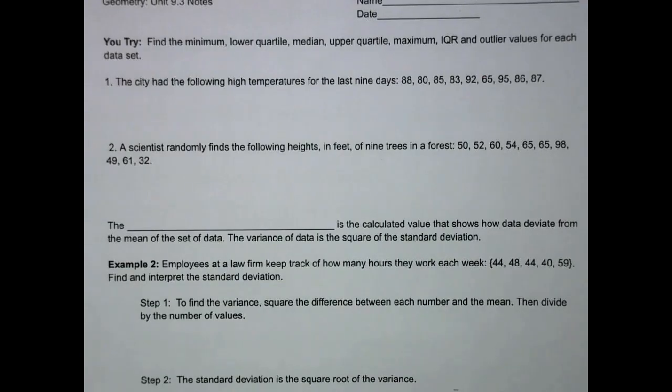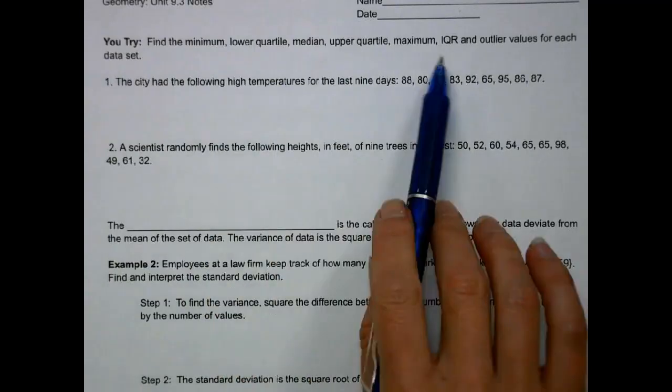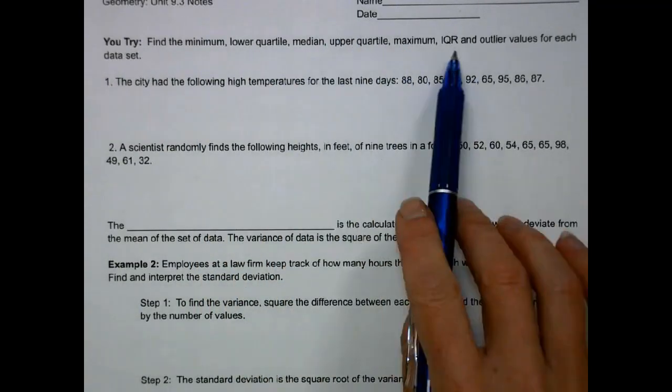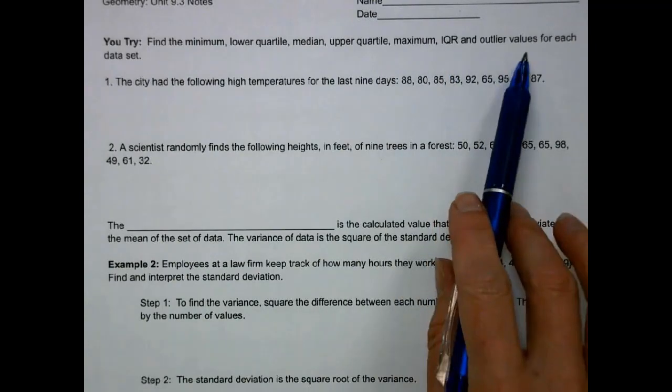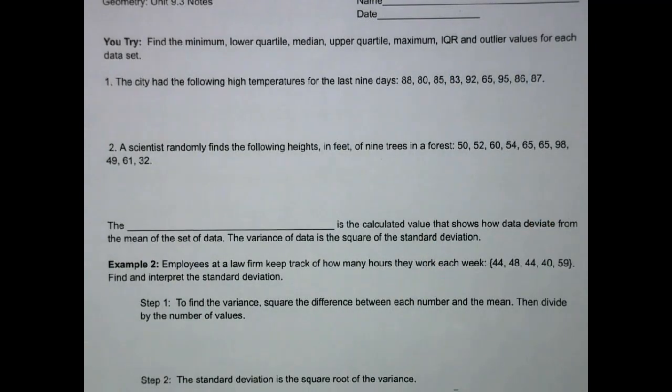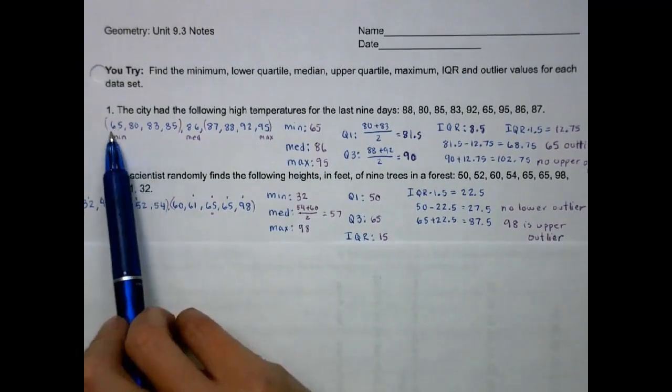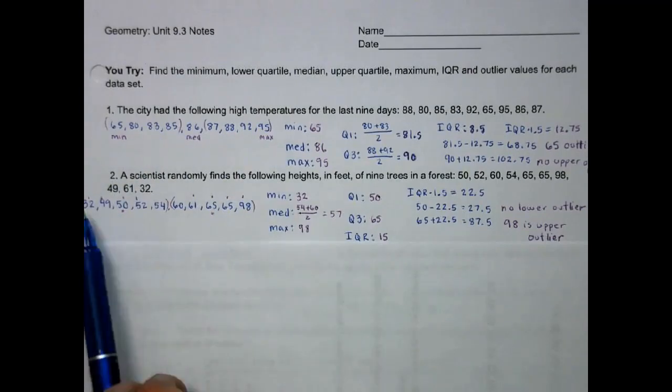Okay, so you go ahead and try this one. Find the 5-number summary, the minimum, lower quartile, median, upper quartile, and maximum, the interquartile range, and then if there are any outliers. Okay, so in each of these, you put your data in order from smallest to biggest.